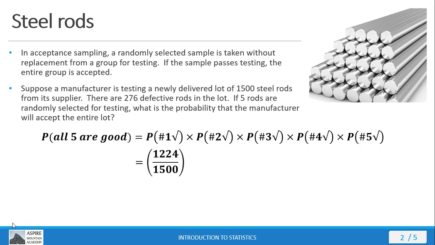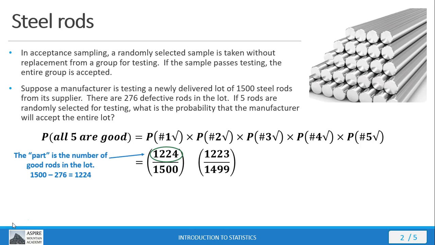Where does the 1224 come from? Well, it says there are 276 defective rods in the lot. That means there's 1,500 minus 276, which is 1224, and that 1224 represents the portion of the lot that is actually good, that checks out. So that's the part that's good. The whole is 1,500. So that's going to be there on the bottom of our fraction. So the part is the 1224, and the whole is going to be 1,500.